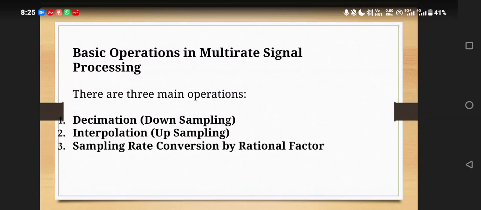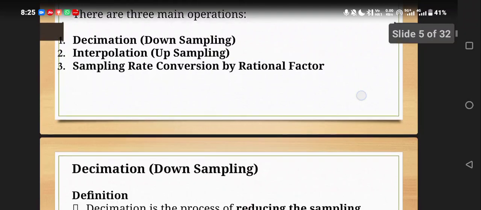What are the basic operations in multi-rate signal processing? There are three operations. One is decimation. It is also called downsampling. Second one is interpolation. Another name is upsampling. Third is sampling rate conversion by a rational factor.